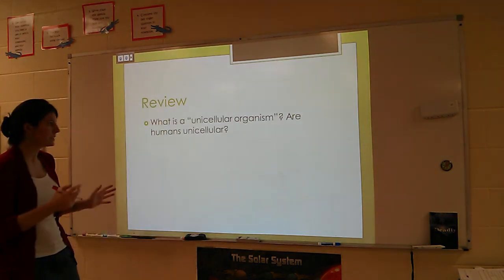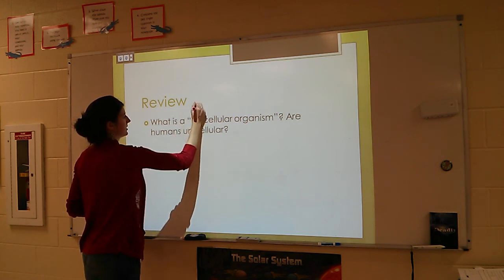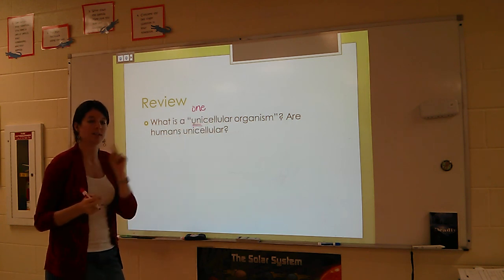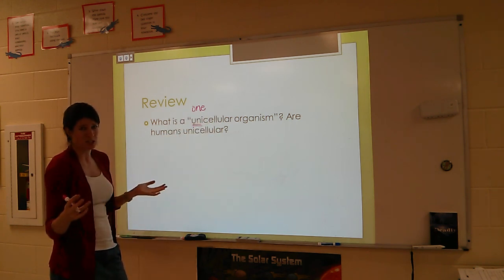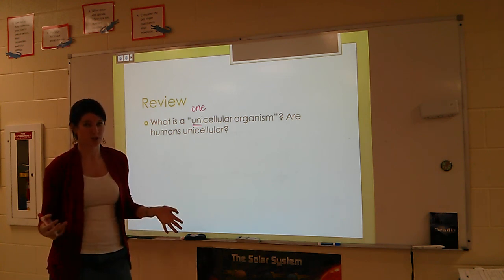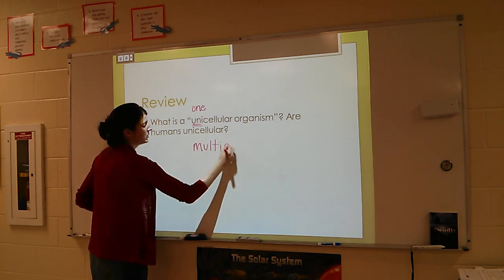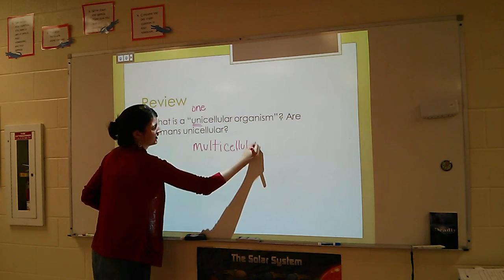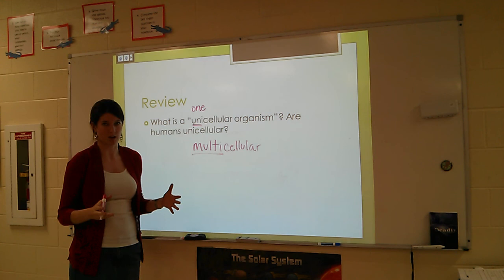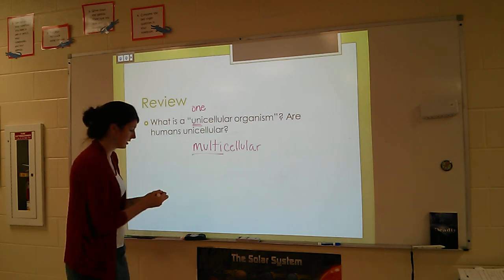And finally, what is a unicellular organism? Well, remember, uni means one. So it is a one-celled organism, a single-celled organism. So are humans unicellular? No. No, we are not. We obviously have more than one cell. We are much larger than a single cell, which makes us multicellular. Multi means many. We have many, many cells. Trillions of cells, in fact. That's a lot of cells. So we are definitely not unicellular.